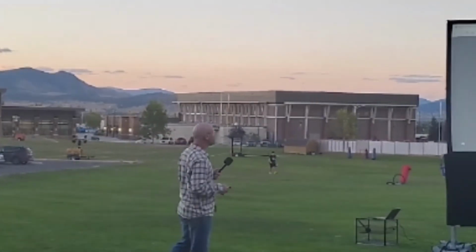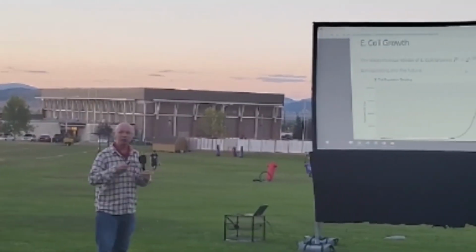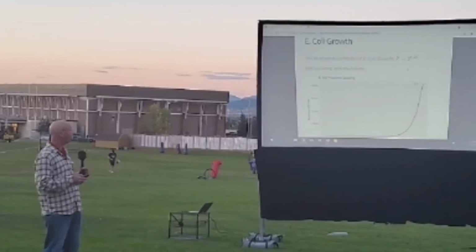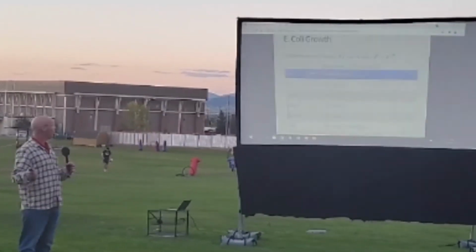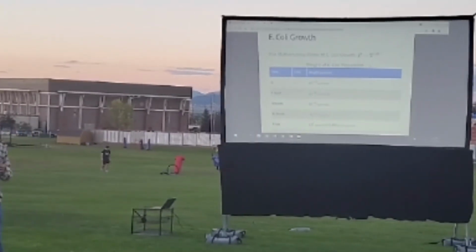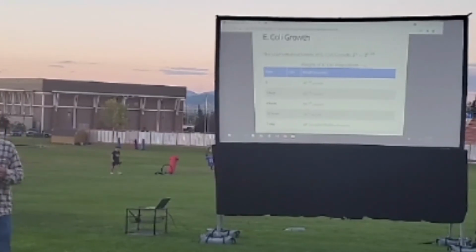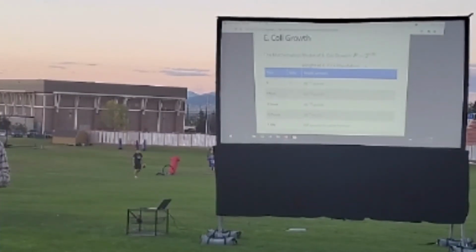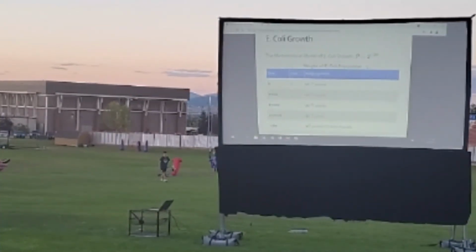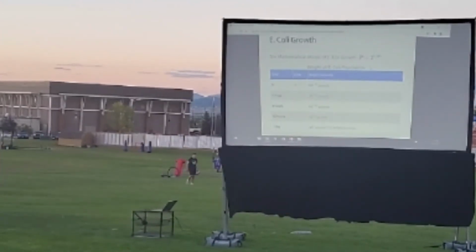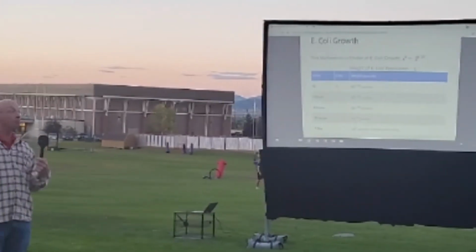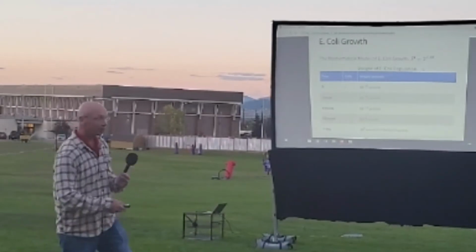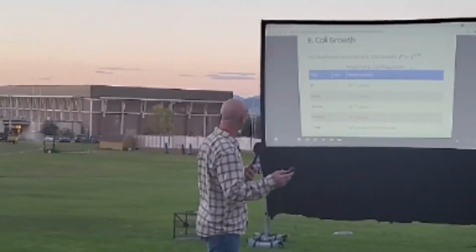So if we keep doing this out into the future, right, this gets really, really steep really fast. And unfortunately, we will have more E. coli bacteria than there are atoms in the observable universe in about a week. So this model doesn't work. Right? The model's good, but it doesn't really work. It works for short times.